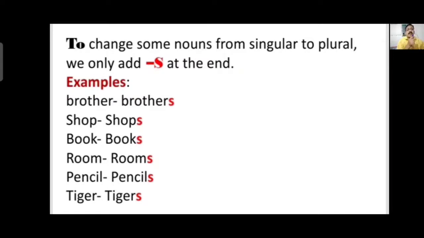To change some nouns from singular to plural, we only add s at the end. Some nouns are there. If we simply add s to them, they will change into plural. You see examples: brother, brothers; shop, shops; book, books; room, rooms; pencil, pencils; tiger, tigers. All these singular nouns change into plural when s is added. I have added s in red color, so it changes from singular to plural.